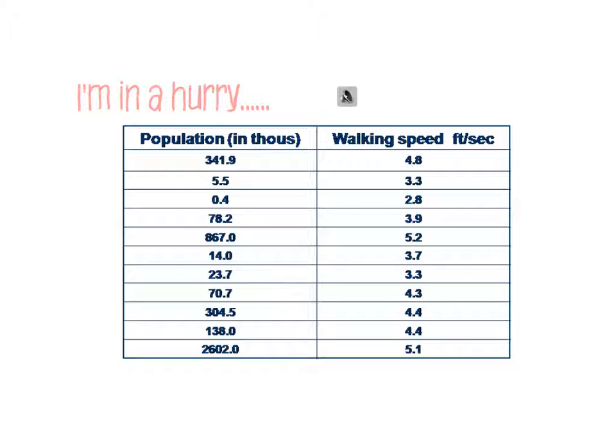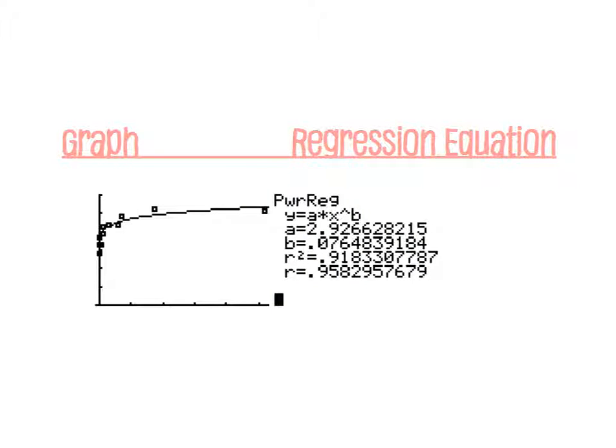Here we have a set of data that shows a relationship between the population of a city and the average walking speed of the people in the city. You can do this either way. I know the easy way is just to let me go through it, but it's always smart for you to practice. If you want to enter this data in your calculator and run a regression on it, you can pause the video and do that. Otherwise, I'm going to move forward like you've done it. And here's what it should look like after you do that.